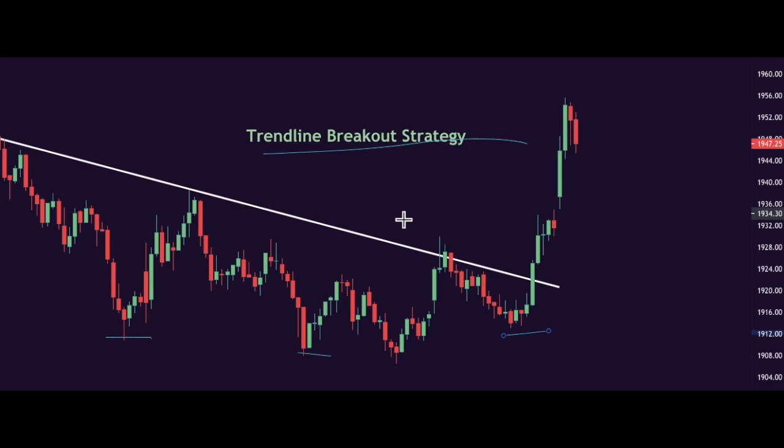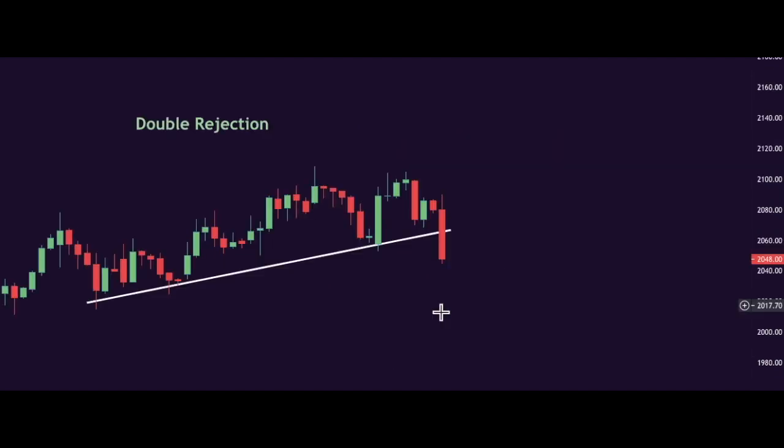Correct? Traders, I hope you understood. We cannot just trade because we got a breakout. We need to check for additional confirmation. Okay, another price action analysis which you can do to find breakouts is finding double rejection.